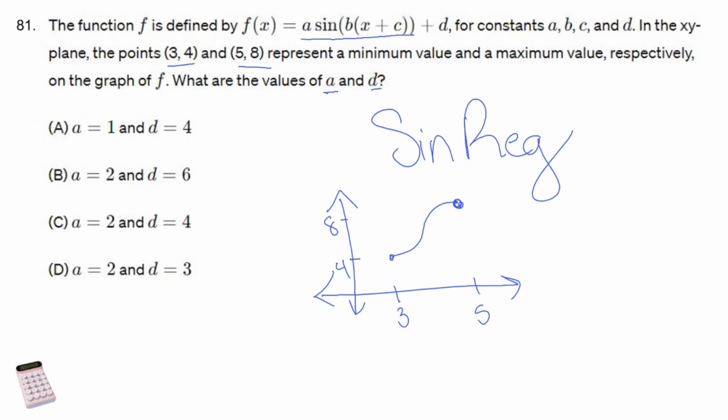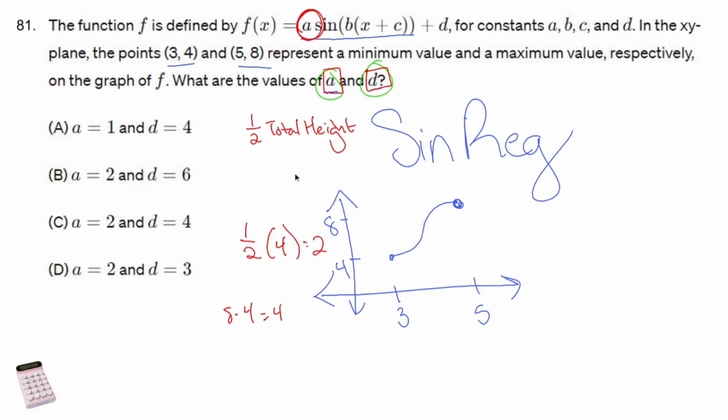I said it a second ago, but I said it pretty quickly. I care about a, I care about d. A stands for amplitude. Amplitude is half of the total height. If I look at my total height here, I go from 4 to 8. So 8 minus 4 is 4, and half of 4 is 2. So my a is going to be 2.